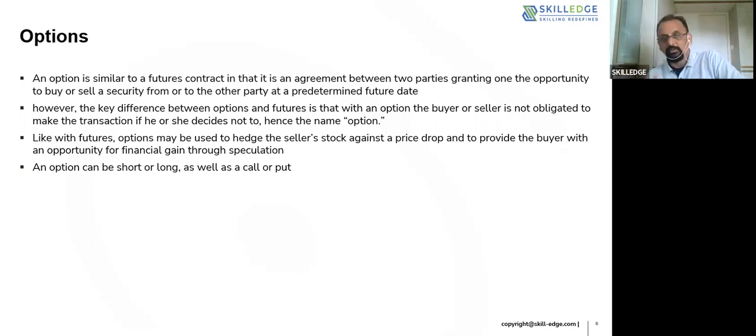There's a different product which is called option, where it is optional for one of the parties, whereas it is obligatory for the other party. So obligation is on one party. The other party doesn't have the obligation, they have the option. Option means you can choose to or choose not to exercise your right embedded in the contract.